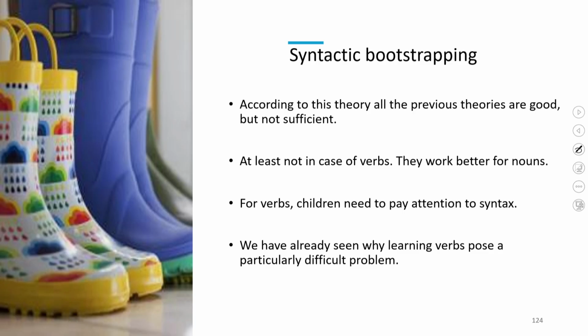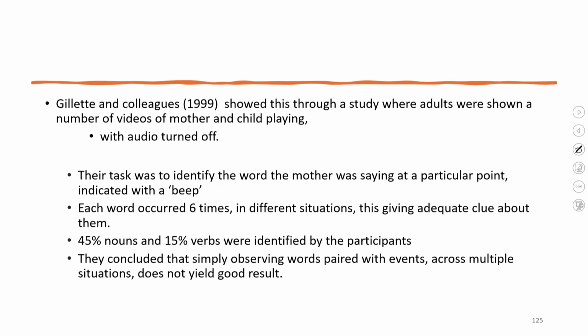Because for verbs, children need to pay attention to the syntax, the entire sentence structure, in order to get the real meaning of verbs. We have already seen why learning verbs is a problem, and this is what they were trying to address. Now, this is a study carried out in 1999 and many others followed, but this is one of the most important.